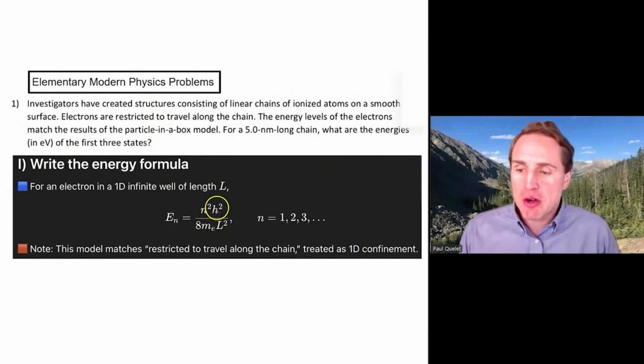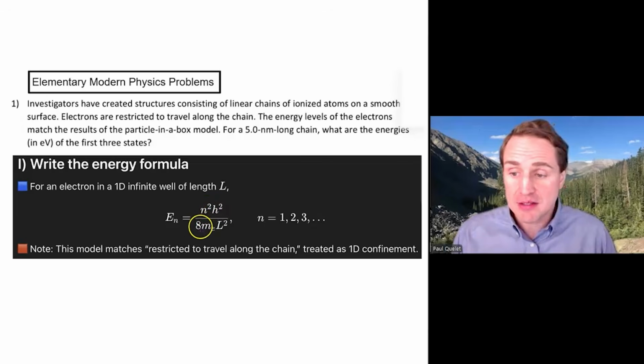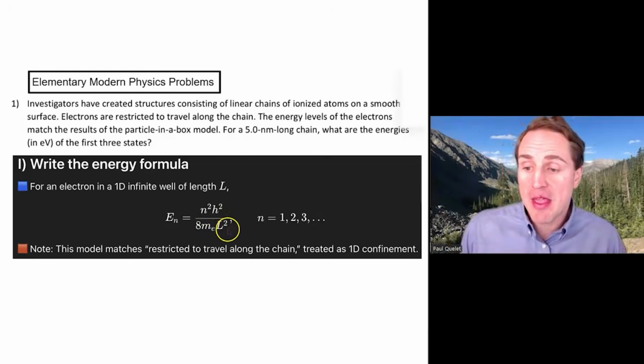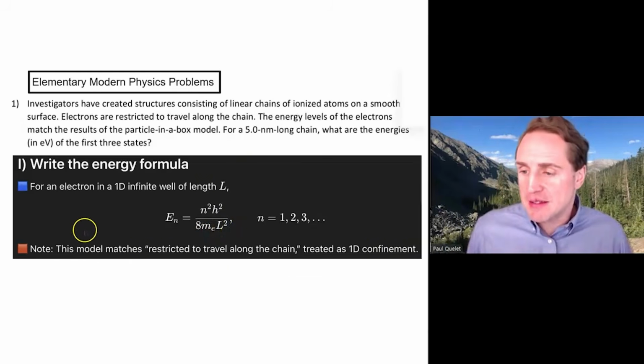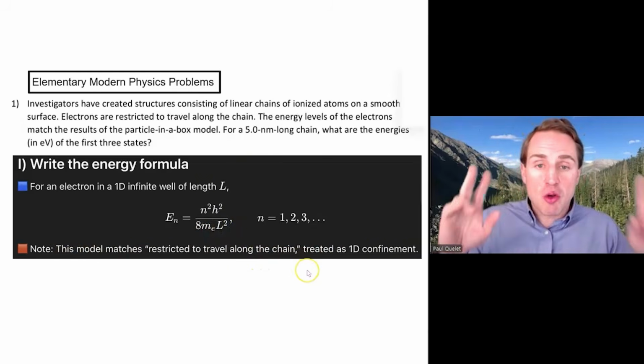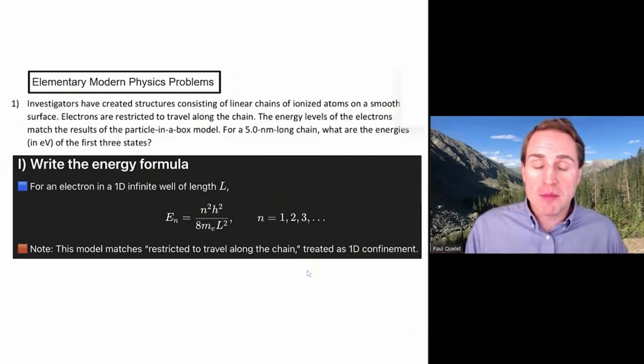And it's going to be n squared h squared over 8 m L squared. So that's the integer squared, Planck's constant squared, 8, and then the mass of the electron goes down here, and then the length of that box squared. And this is the so-called restricted along the chain, one-dimensional confinement.